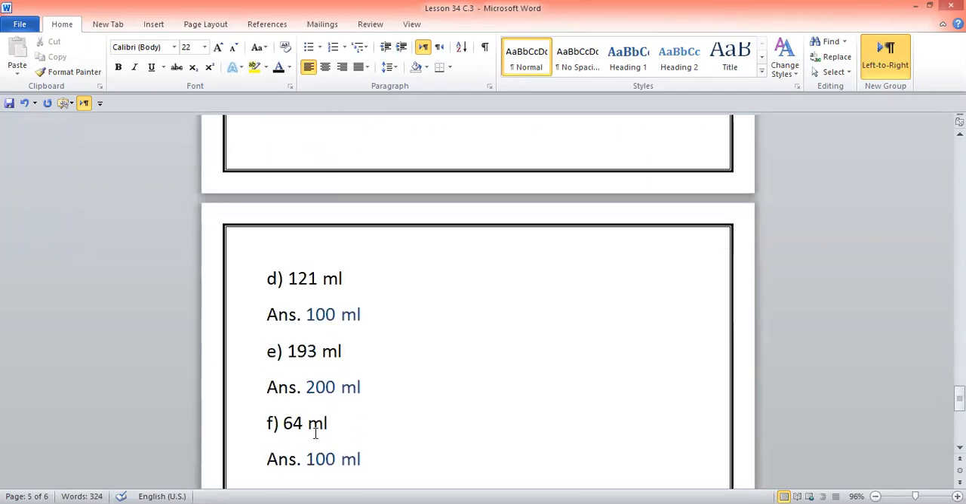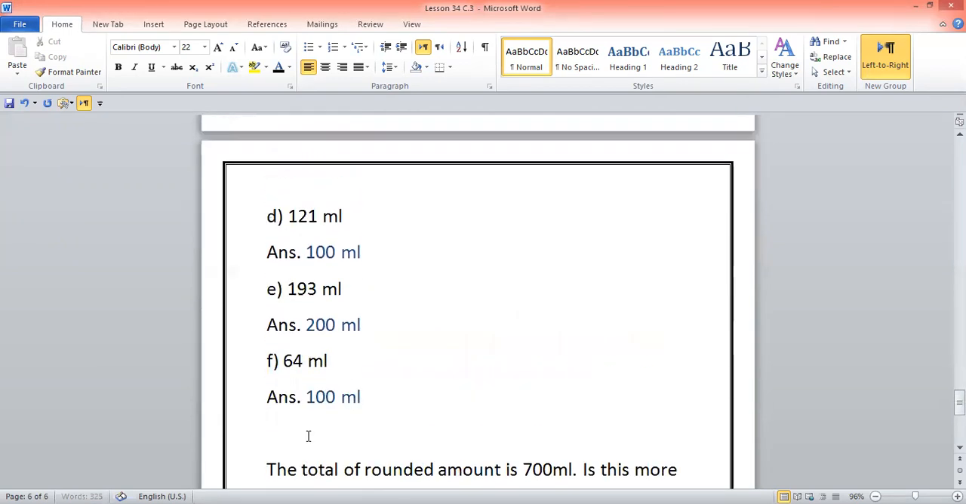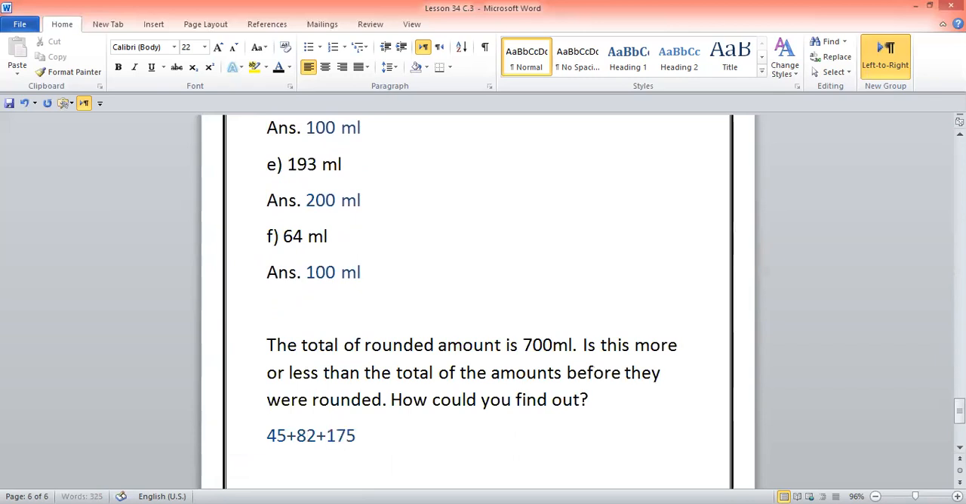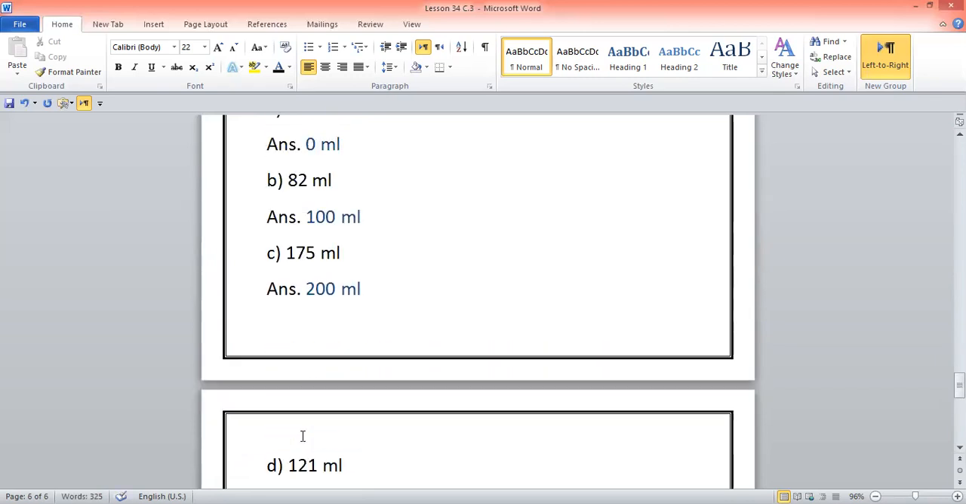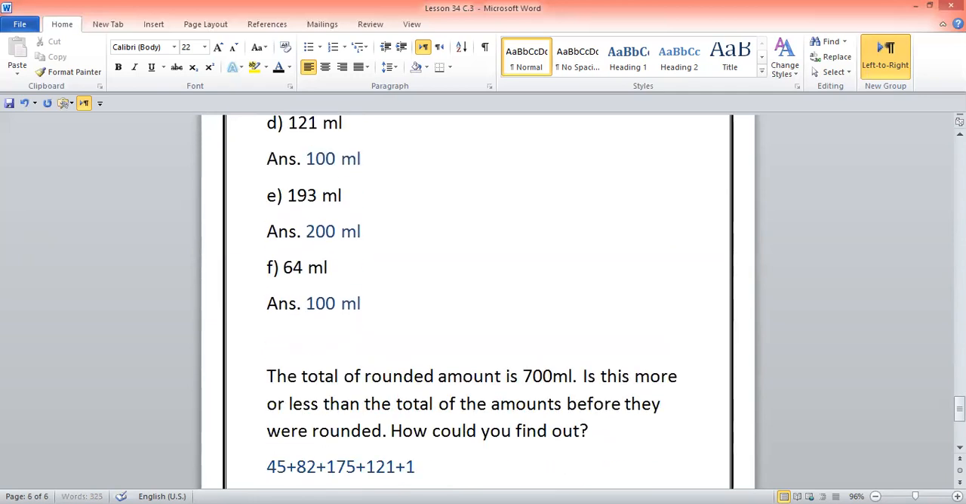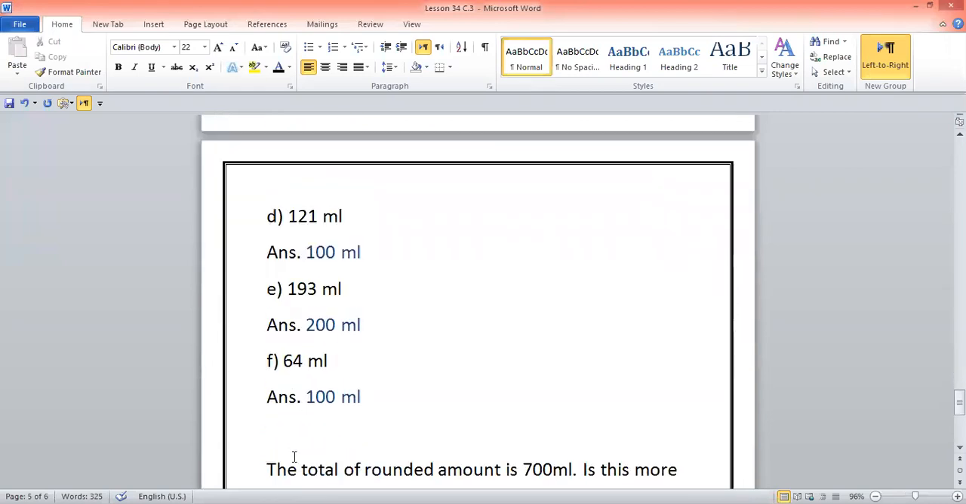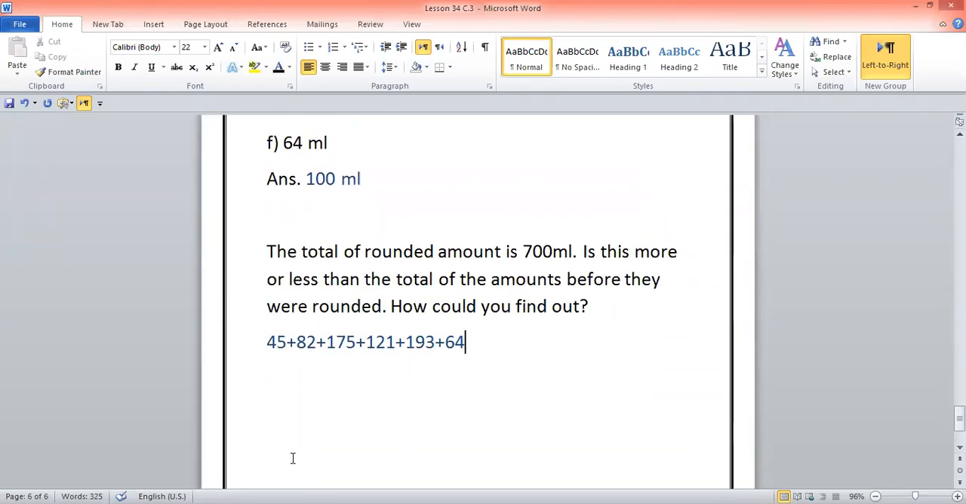45 plus 82. For that, what will I do? 45 plus 82 plus 175 plus 121 plus 193 plus 64 is equal to how much? You have to find out the sum.